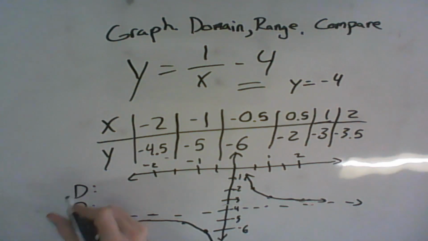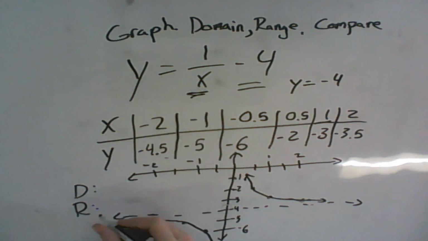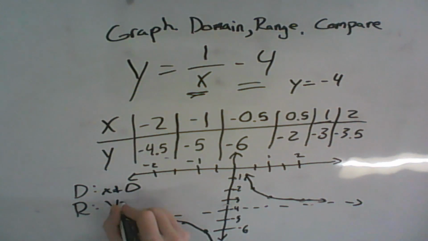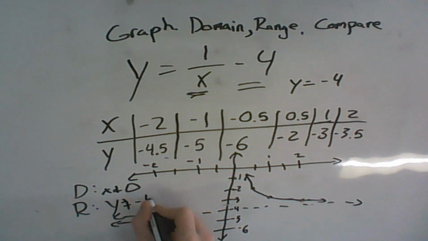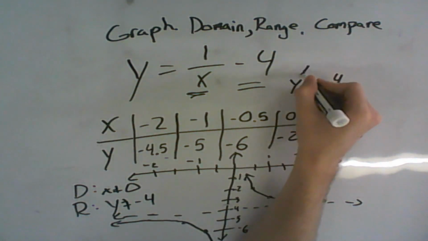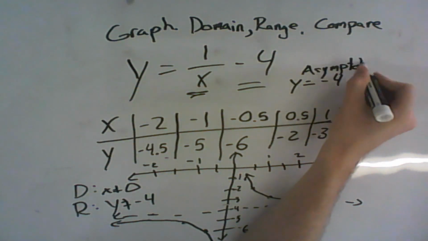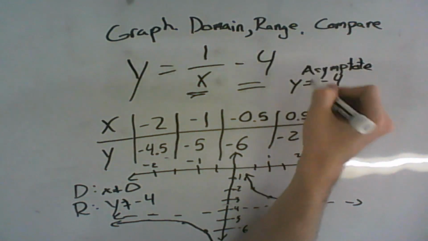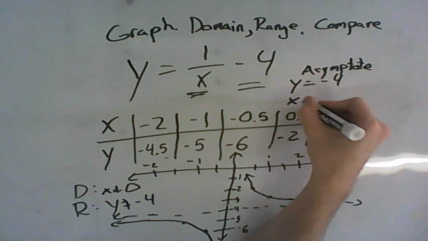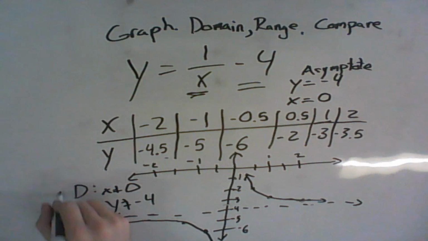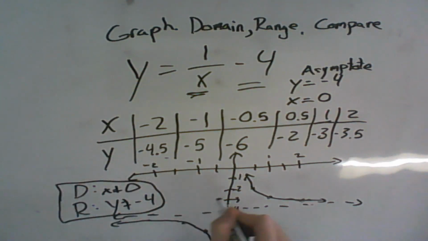Domain is what number x cannot be. What number can x right here not be? X cannot be 0. Can't have a 0 on the bottom. Y can't equal k, so y does not equal -4. Now this right here is our asymptote. This is our asymptote for y, and this is our asymptote for x. Okay, so domain and range right here. We needed this graph.